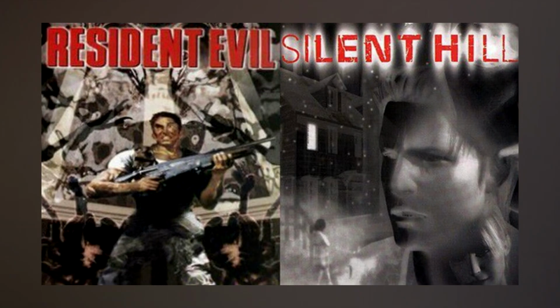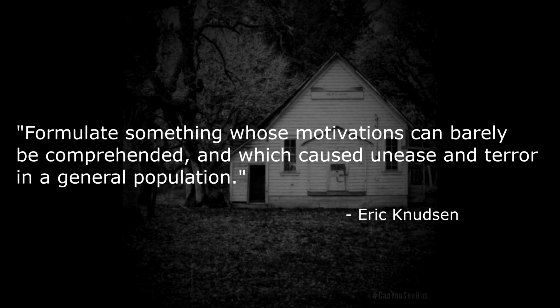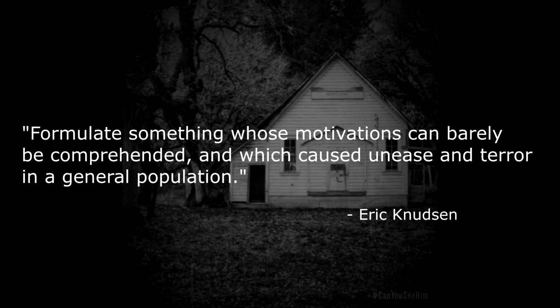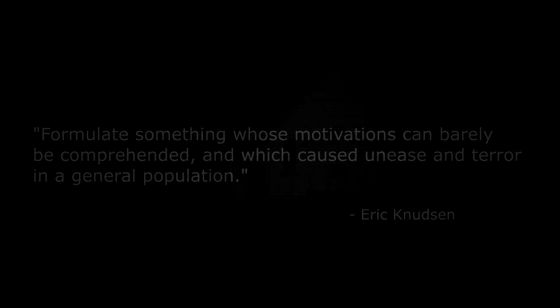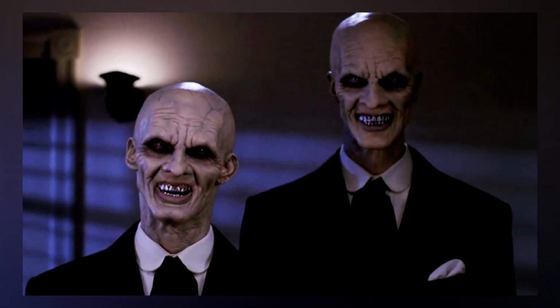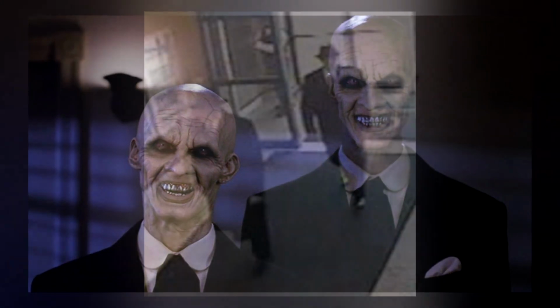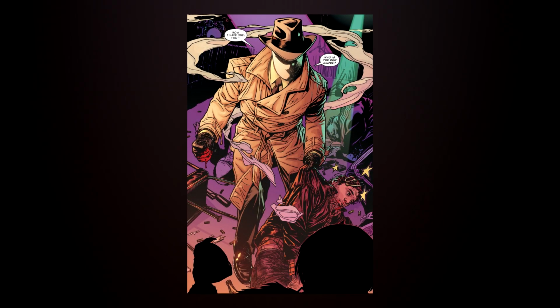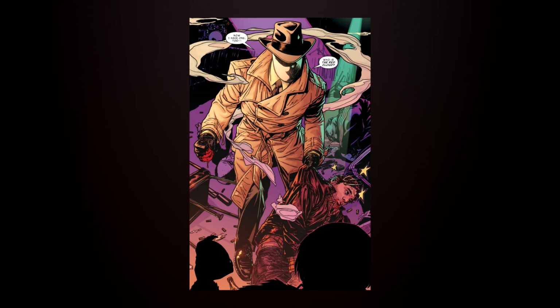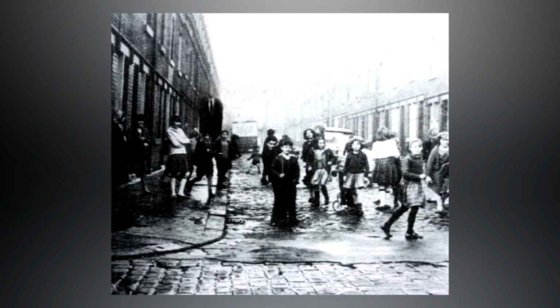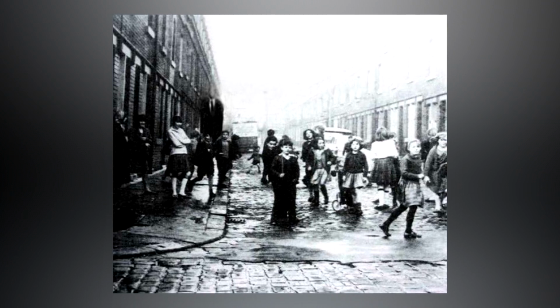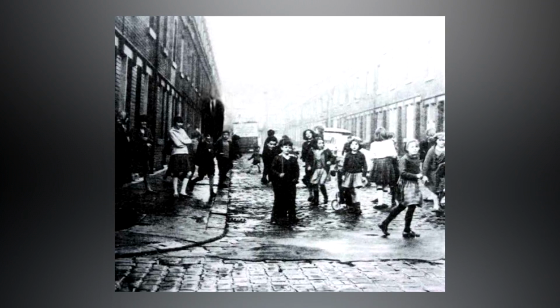His intention was to, quote, "formulate something whose motivations can barely be comprehended, and which caused unease and terror in a general population." Other inspirations include demon characters from the show Buffy the Vampire Slayer, the Men in Black, and no, not Will Smith and Tommy Lee Jones, and The Question, a DC Comics superhero, whose alter ego is Victor Sage. In a fictional setting, Slender Man has many different origins, one such being a folkloric type story set in Germany that puts the character as having existed since the 16th century.